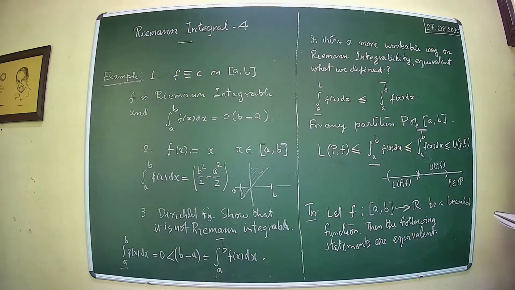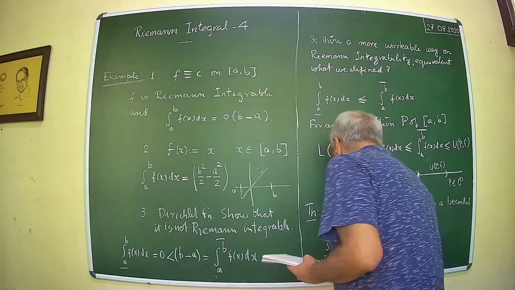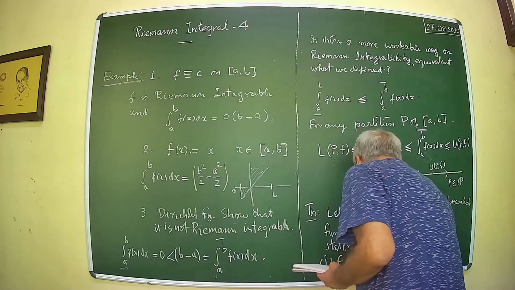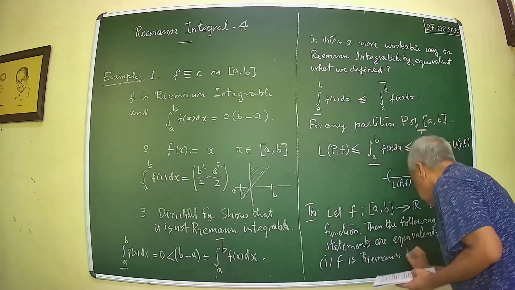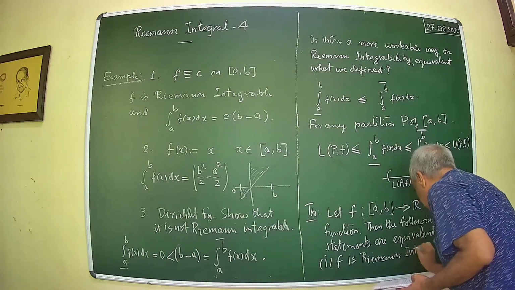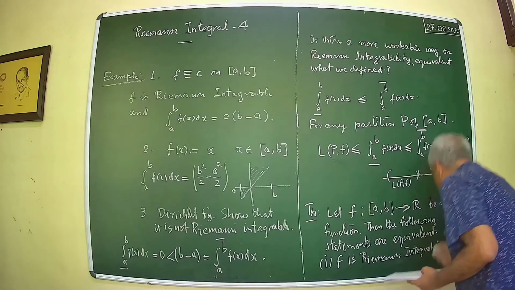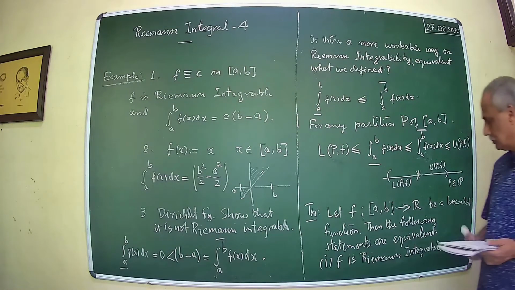So we give three statements which are equivalent. One of the statements is that f is Riemann integrable in the sense that the upper integral is equal to the lower integral. That's it.